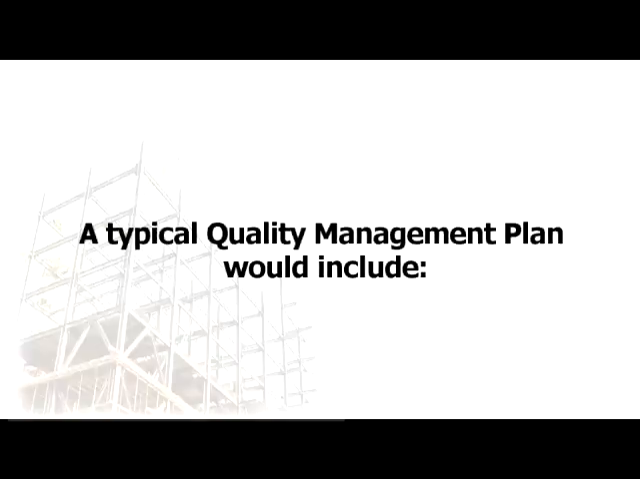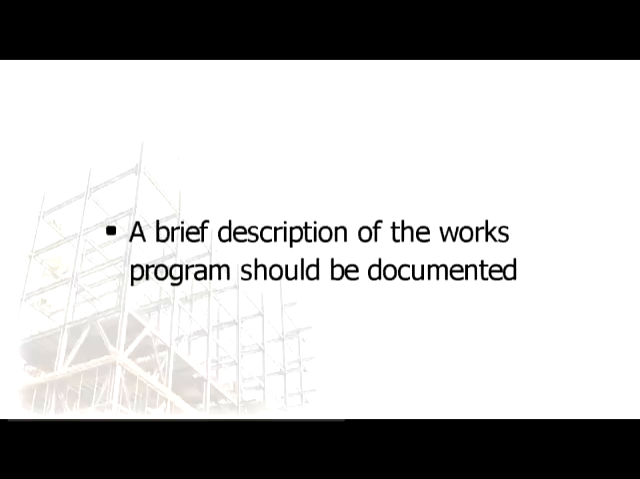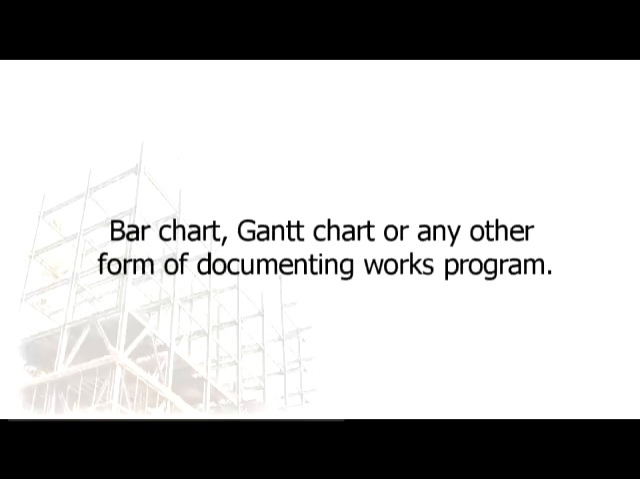A typical quality management plan would include a brief description of the scope of works associated with the contract. The description should be sufficiently detailed to provide persons unfamiliar with the contract an overview of the type of work being carried out and under what environmental conditions. A brief description of the works program should be documented. This may be in the form of a bar chart, Gantt chart, or any other form of documenting works program.